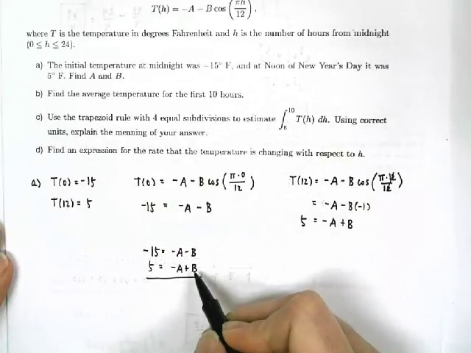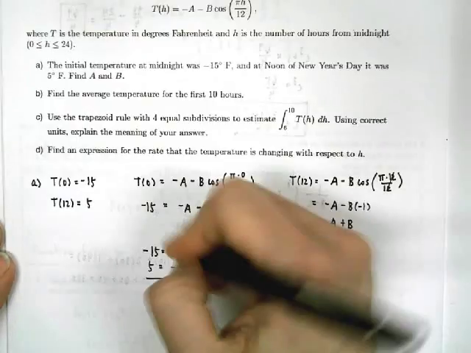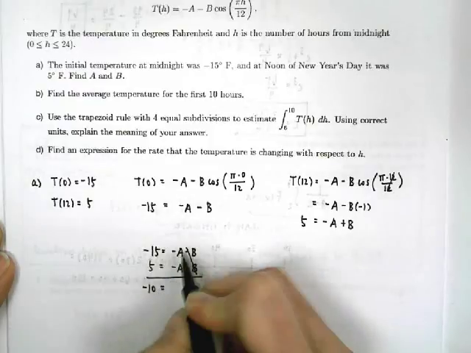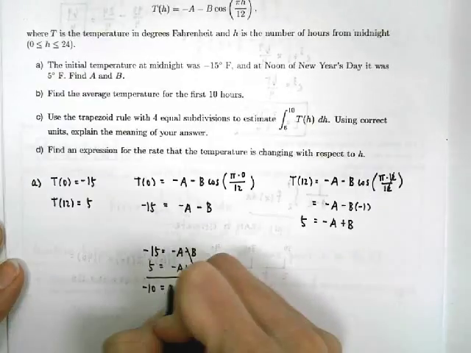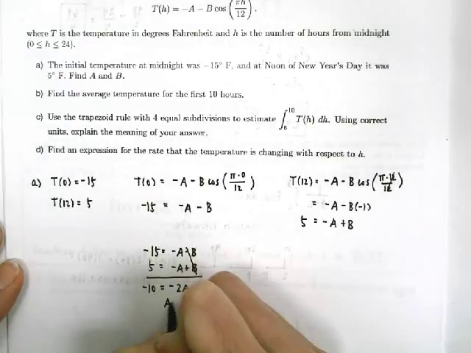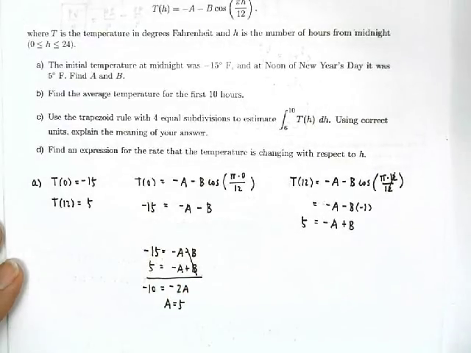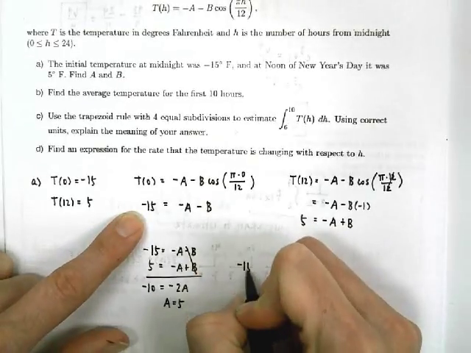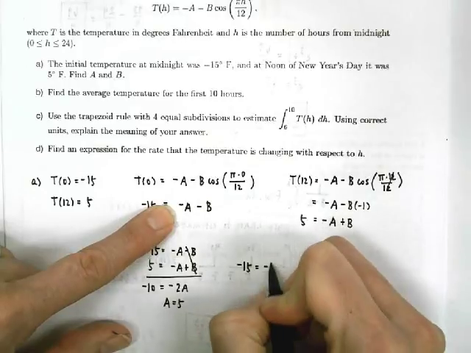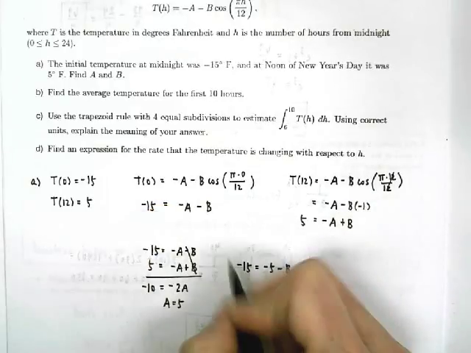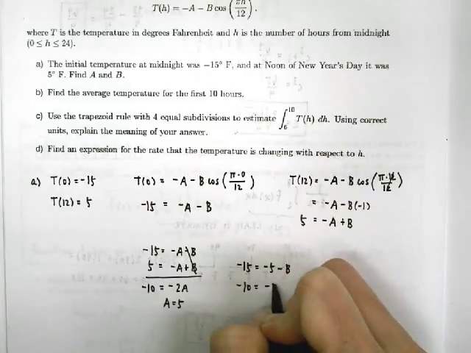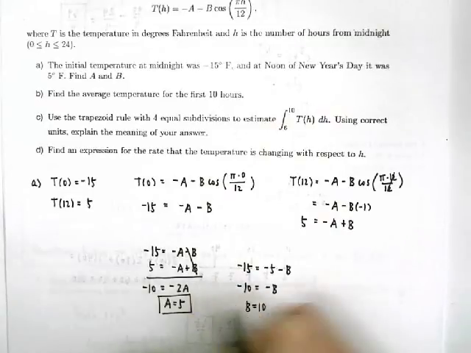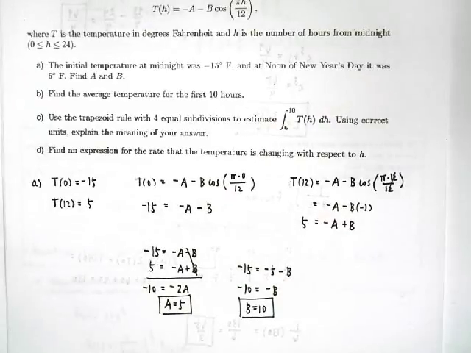The nice thing is using elimination, those B's are already going to cancel. So I have negative 15 plus 5 is a negative 10. Negative A plus a negative A is negative 2A. And when I solve, I get A equals 5. Now I can substitute into my equation. I'm just going to pick this one. I have negative 15 equals a negative 5 minus B. Adding 5, I'm going to get negative 10 equals a negative B, or B is equal to 10. So now we've got our values for A and B.